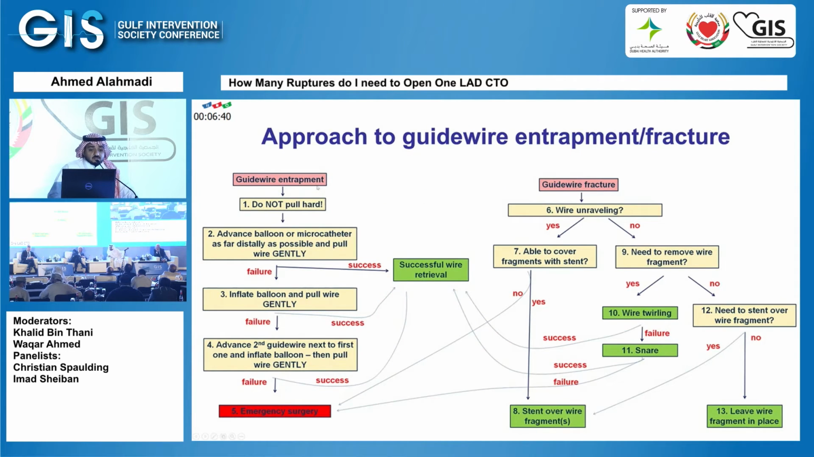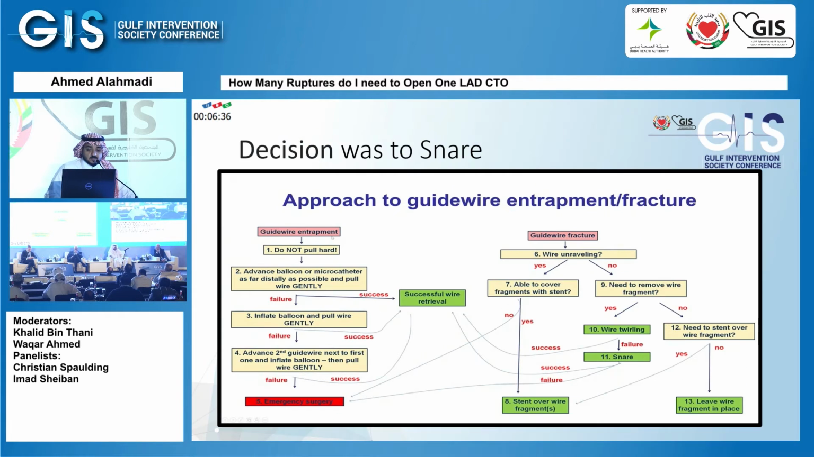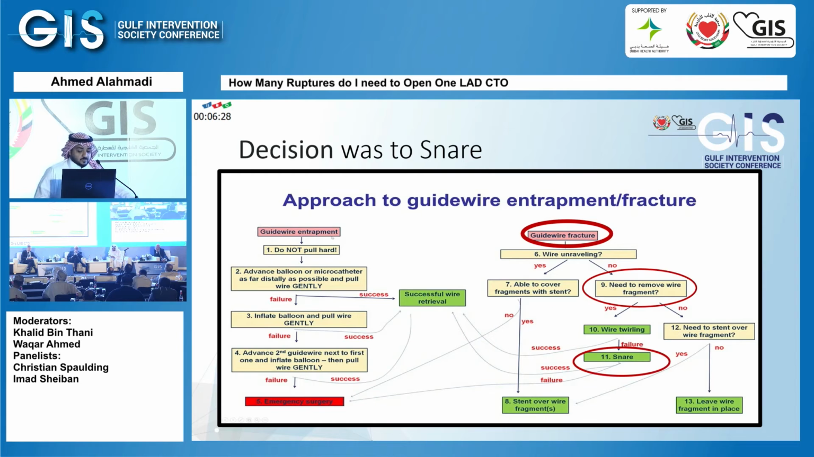I used this approach, also from Dr. Emmanuel. So I'm thinking this is a guide wire fracture. What will I do next? I need to remove the wire fragment. So we use a snare. Me and my senior consultant there, it was in the beginning of my career, I think in the third month after I finished my fellowship.